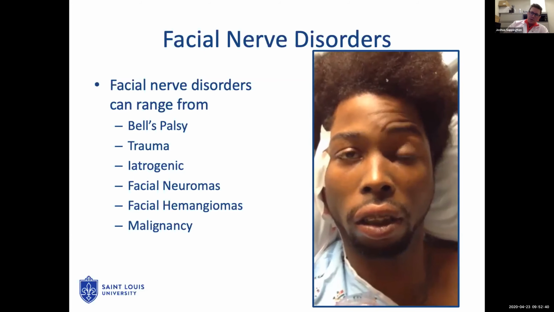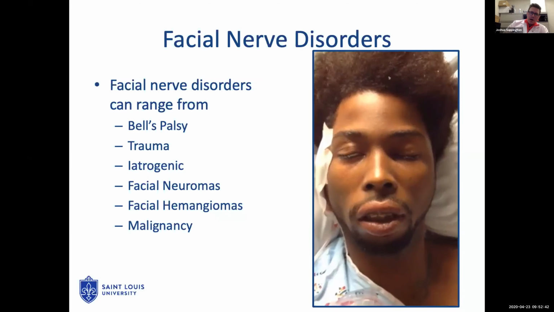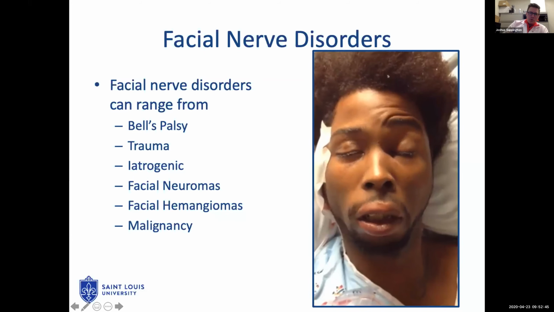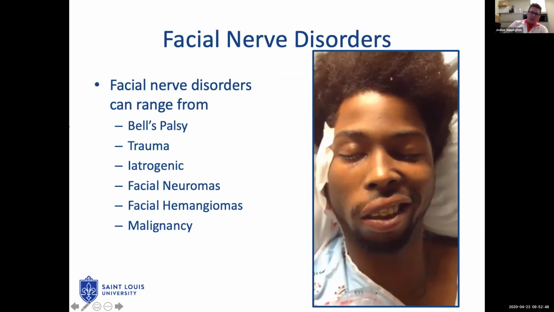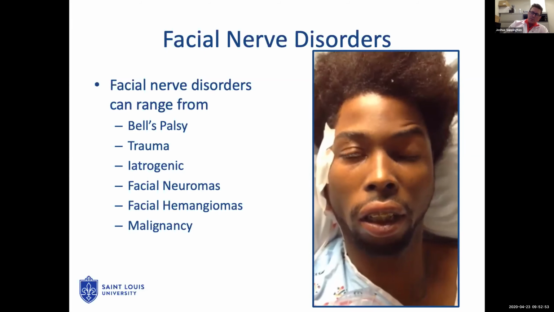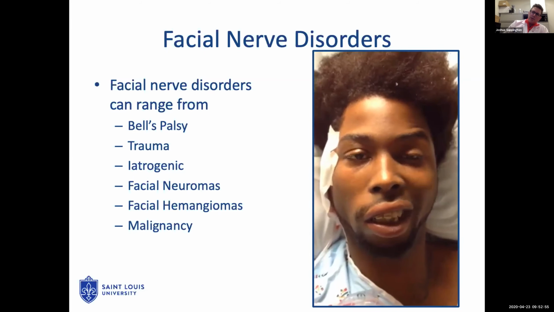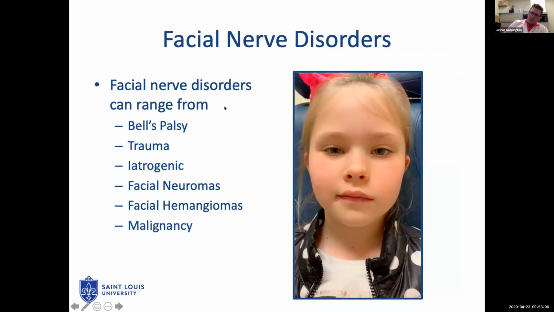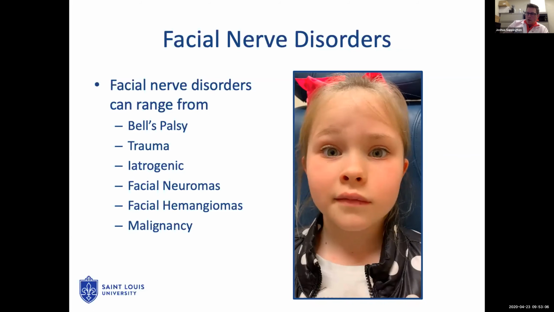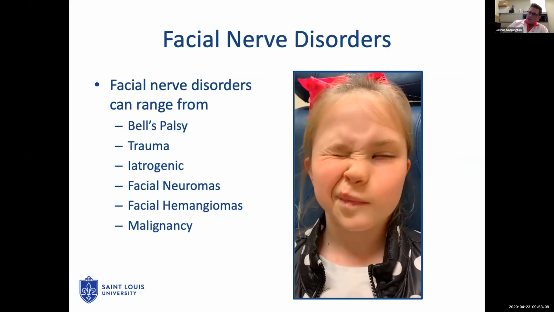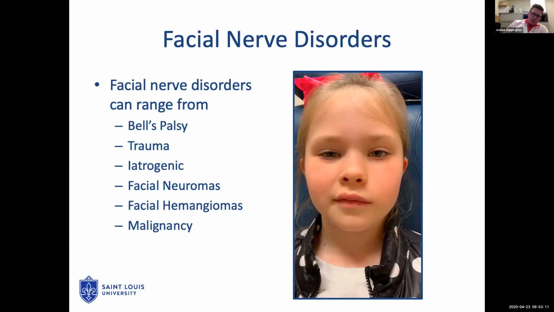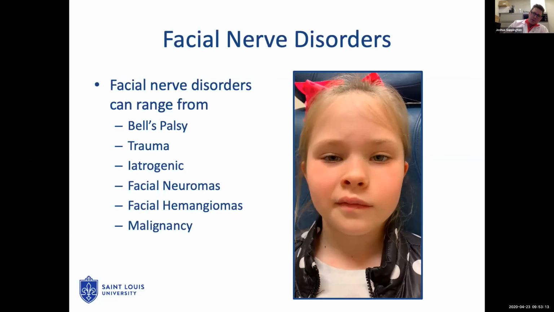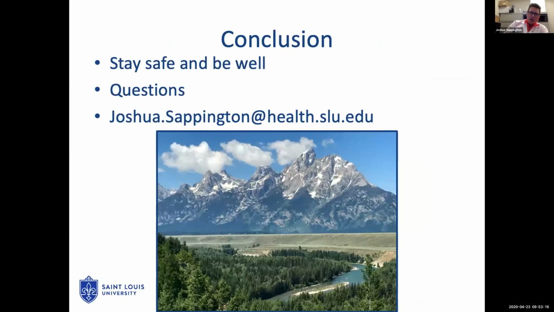Your disorders can range from a Bell's palsy, trauma, iatrogenic, facial neuromas, facial hemangiomas, or malignancies. If they have pain and their face is out, you need to really look for that tumor and be aware of cutaneous malignancies, especially in patients who are immunosuppressed. And another patient with facial weakness, they can be kids, they can be adults. You've got different pathologies associated with those at times, but you need to keep a high level of suspicion up.